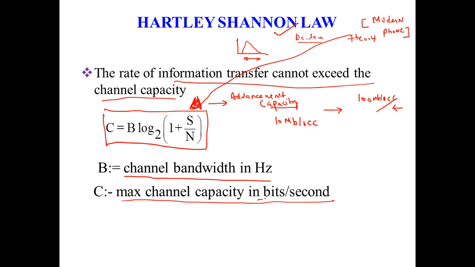The maximum channel capacity is given in bits per second. So this is the formula: C is equal to B log to the base 2 of (1 plus S/N). This S/N is basically the signal to noise ratio.